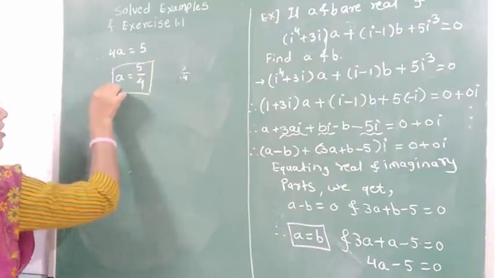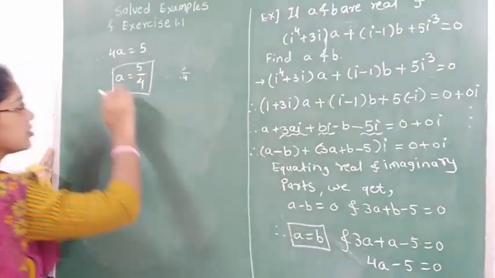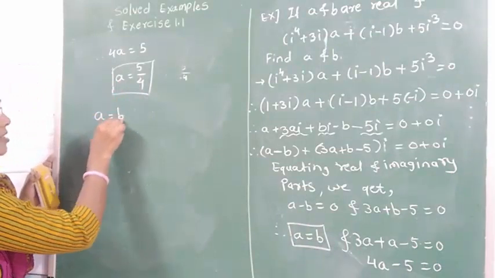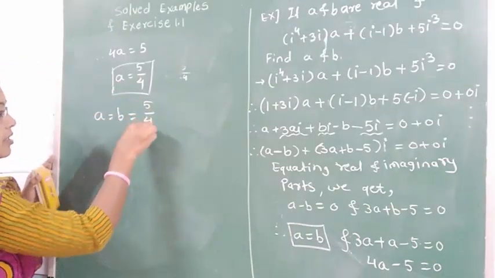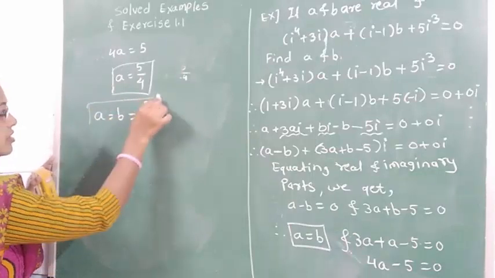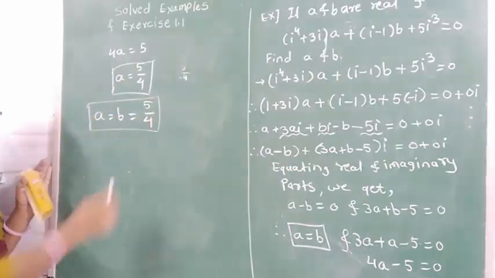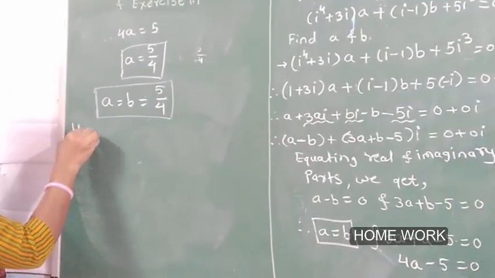This is a. a and b are equal. So their values are a is equal to b is equal to 5 by 4. a and b are this 5 by 4. तुम्ही घरी करा होमवर्क.